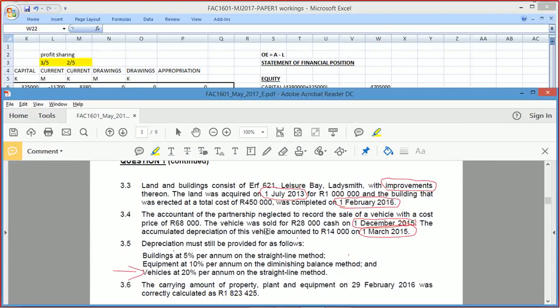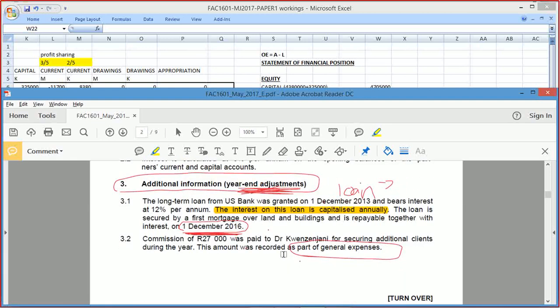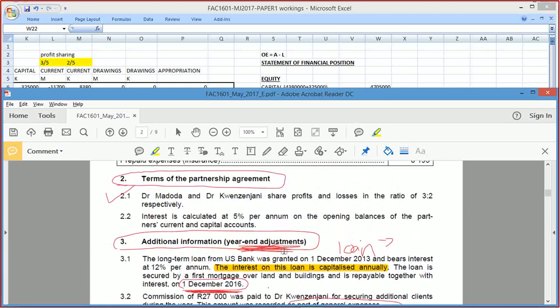Okay, the bank overdraft. I think there was something that affected bank here. Didn't they say something here? Yes, there it is. The vehicle was sold for 28,000 cash on the 1st of December 2015. Is that during the year? Yes. So would you have a cash flow? Yes. So what's going to happen to your bank account?